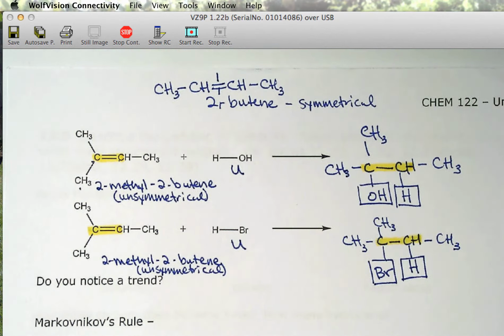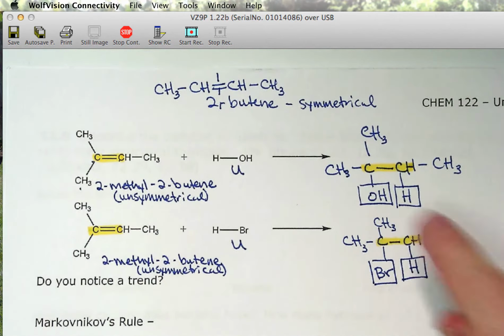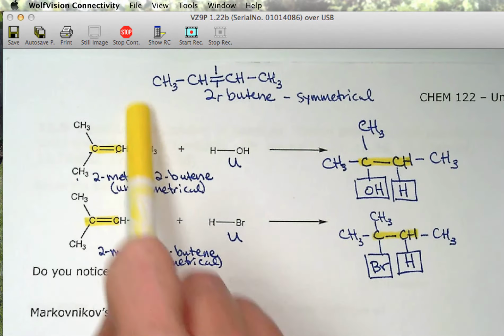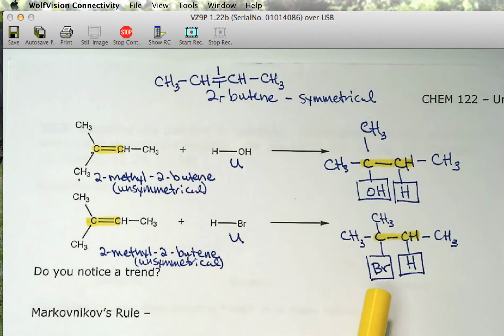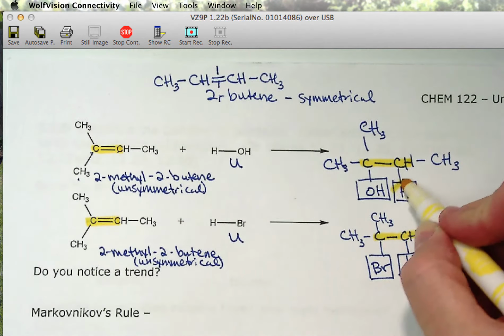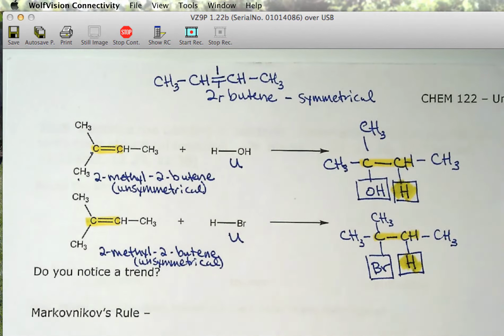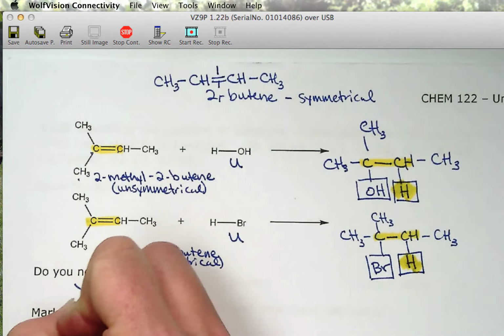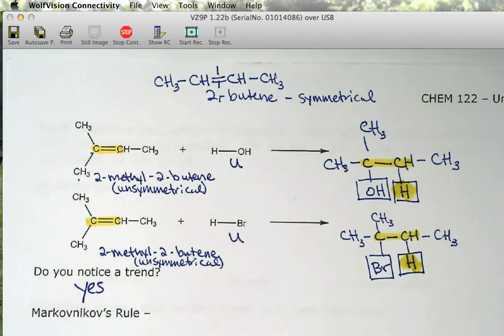Is it because you're trying to make that CH2? Yeah, that comes into it. It goes with the hydrogens. So, do you notice a trend in how I added these two unsymmetrical reagents to these unsymmetrical alkenes? The hydrogen always went to the same place, right? So, yes. So Markovnikov's rule.